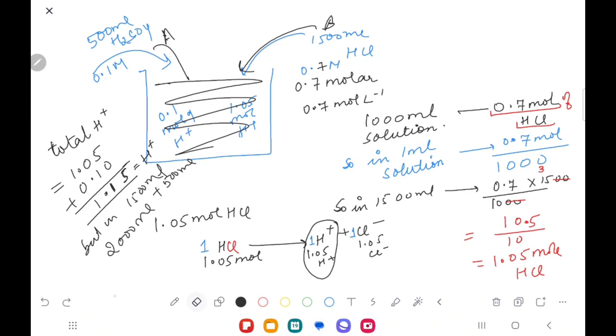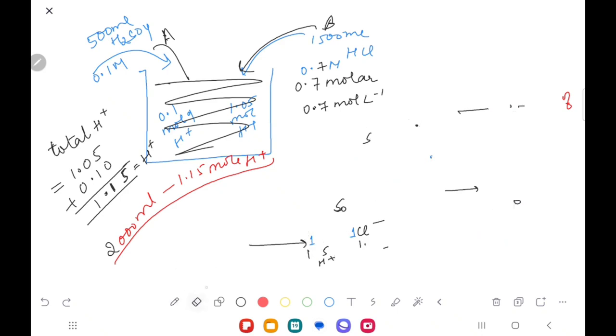That means what? That means that in 2000 ml solution, I have 1.15 moles of H plus. Do you understand this point? Any doubts up till now? Tell me. No doubt. Right?